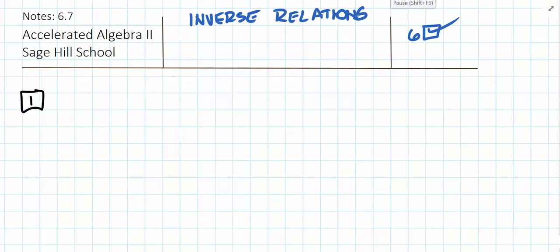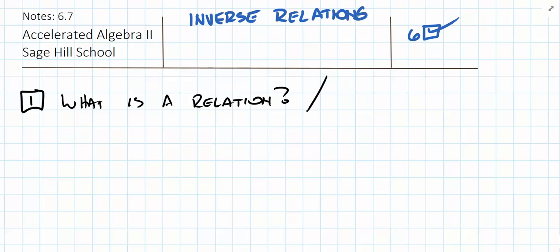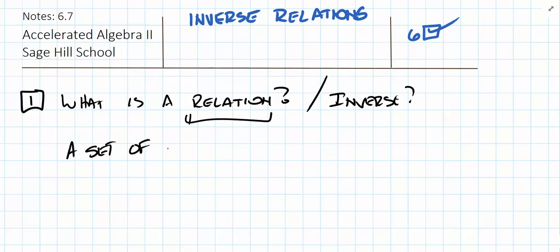Okay, let's begin by talking about inverse relations by being able to define what is a relation? What's a relation in terms of math, and then what is an inverse? If we're going to be talking about these things, let's define them. So for us, a relation is going to be a set of ordered pairs.